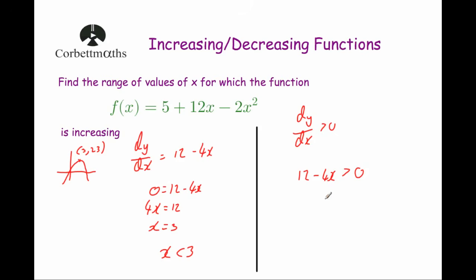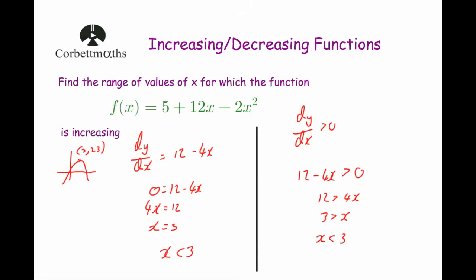Adding 4x to both sides gives 12 is bigger than 4x. Dividing both sides by 4 gives 3 is bigger than x. Writing that the other way around, x is smaller than 3. And that's it. As you can see, both approaches give you the same answer. Some students prefer to consider what the graph looks like and then work out when it's increasing. Some students just like using the fact that if it's an increasing function, dy by dx is positive, and then solving that inequality.